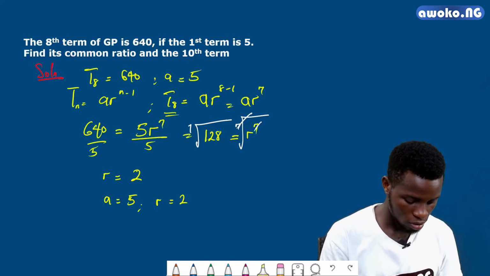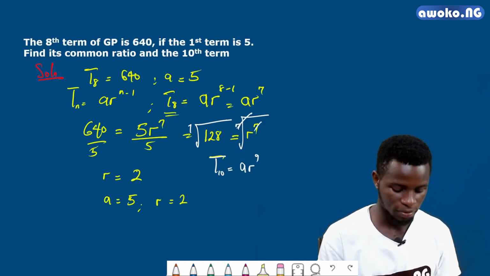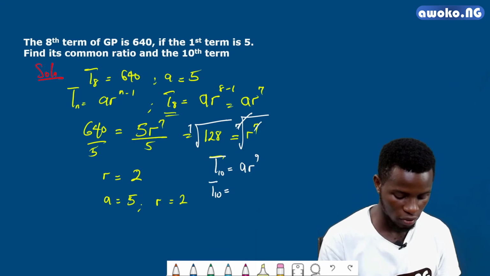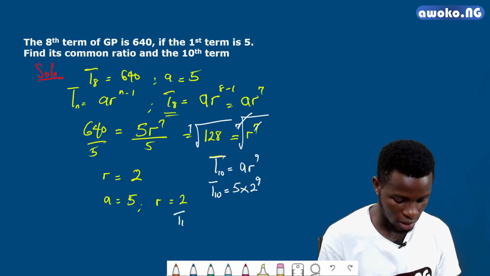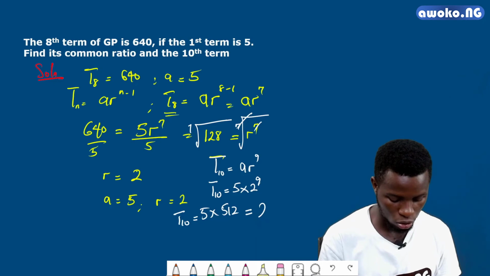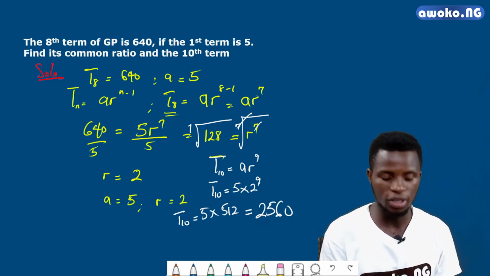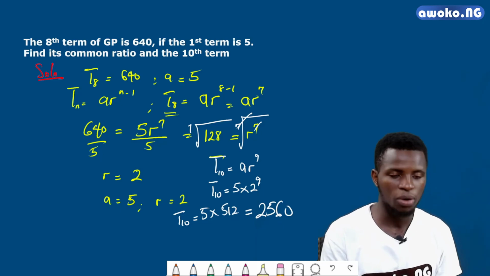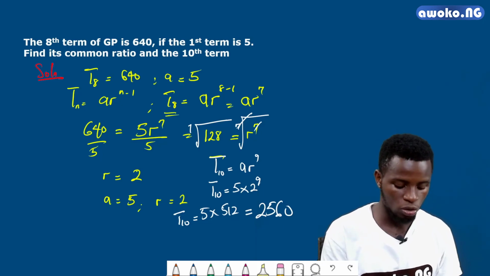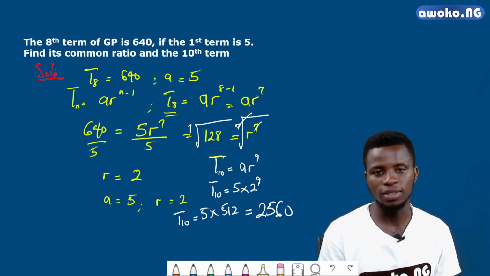Remember that T10 is equal to ar raised to the power of 9. Therefore, T10 will give us a, which is 5, times r, which is 2, raised to the power of 9. So T10 is equal to 5 times 512, which is equal to 2560 as our final answer. So when a is equal to 5 and r is equal to 2, then T10 is equal to 2560.